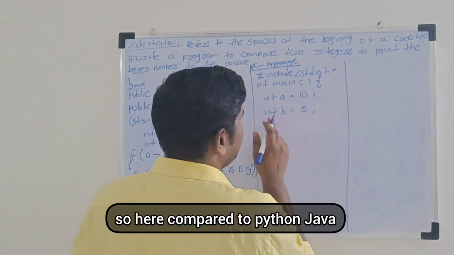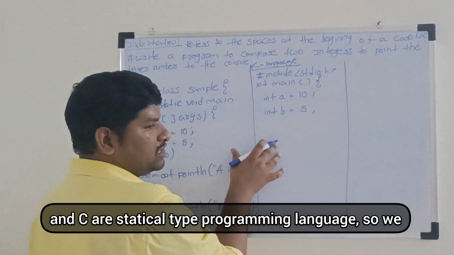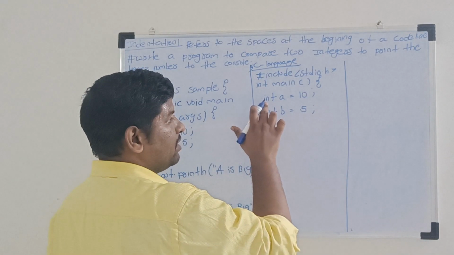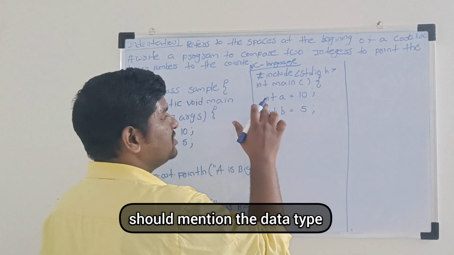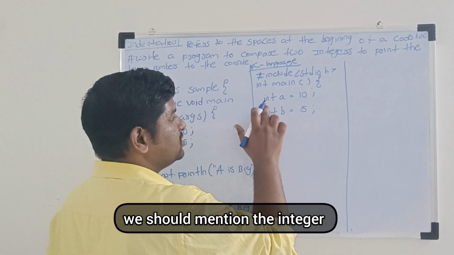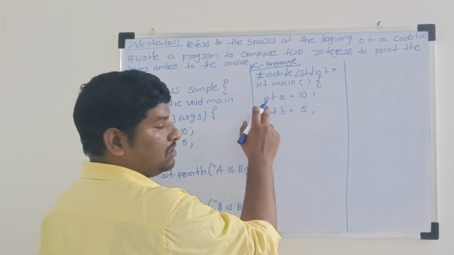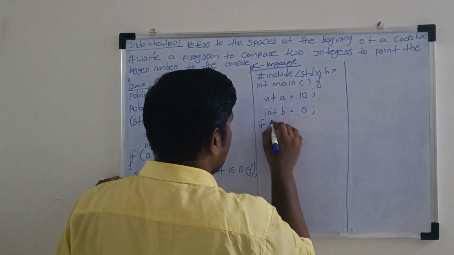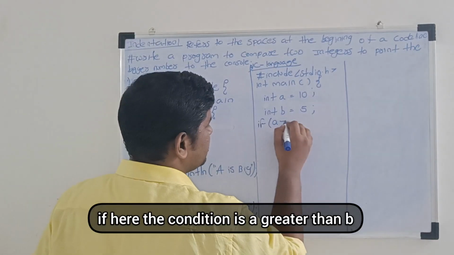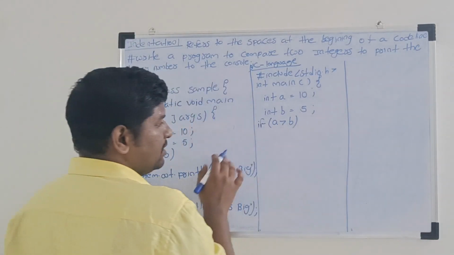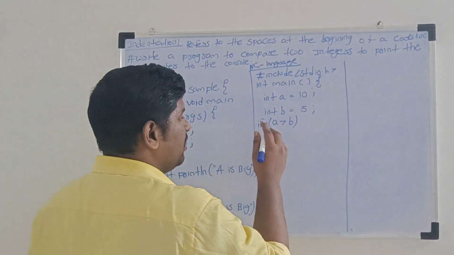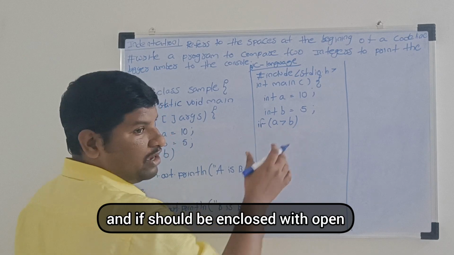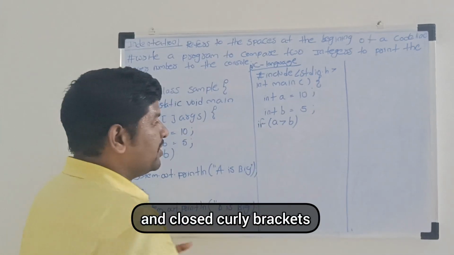So here, compared to Python, Java and C are statically typed programming languages, so you should mention the data type, the integers. Next, if, the condition is a greater than b. Similarly, like Java, if is also a code block, and it should be enclosed with open and closed curly brackets.